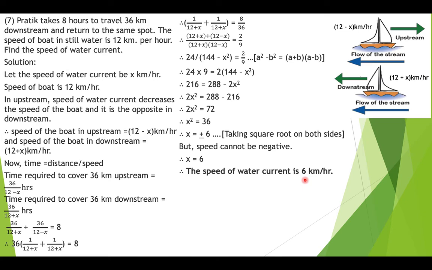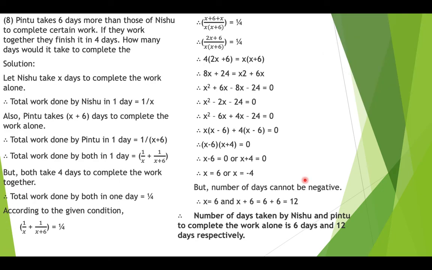Let us go for the next question. Okay, 8.1. Pinto takes 6 days more than that of Nishu to complete certain work. If they work together, they finish it in 4 days. So, Pinto takes 6 days more than Nishu. How many days should it take to complete the work?